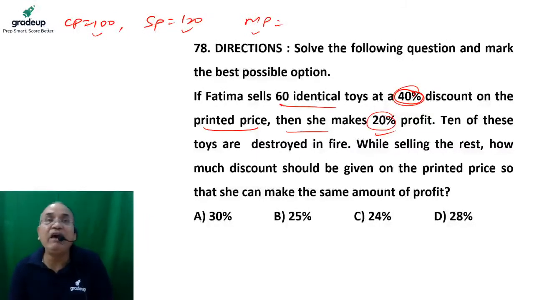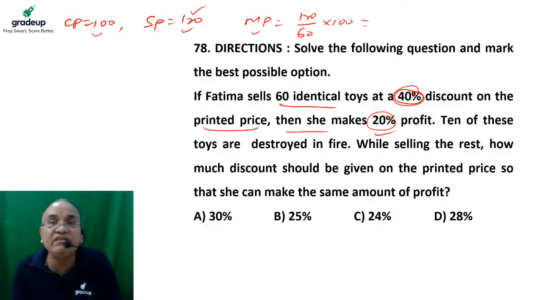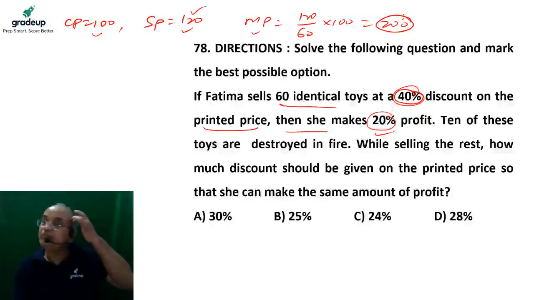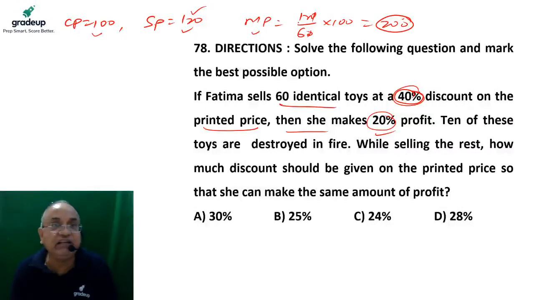And we have given a 40% discount on the mark price. It means we have sold the commodity at 60% of the mark price. It means 60% of the mark price is rupees 120. Then 100% of the mark price is definitely 200. So this is the mark price. I think the mark price is 200, cost price is 100, selling price is 120.